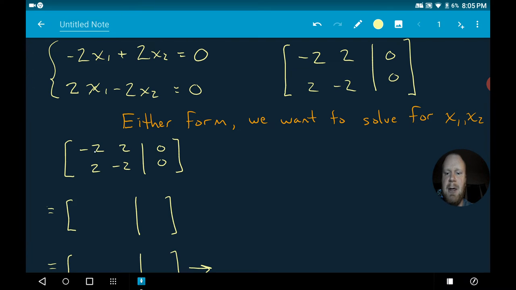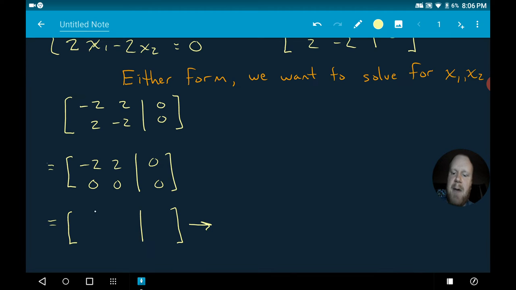I'm just going to assume that you've done this enough and do them in real time. The first thing I'll do is I'm going to take this row and add it to this row. So get -2, 2, 0, and 0, 0, 0. And then I can divide both of these by 2. So I'm going to get -1, 1, 0.